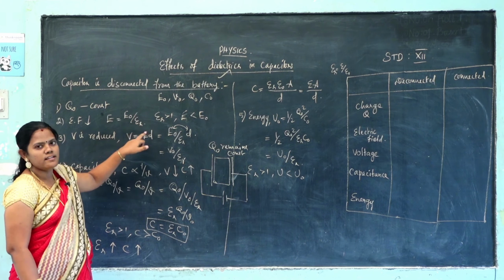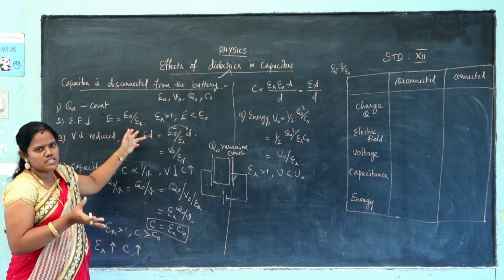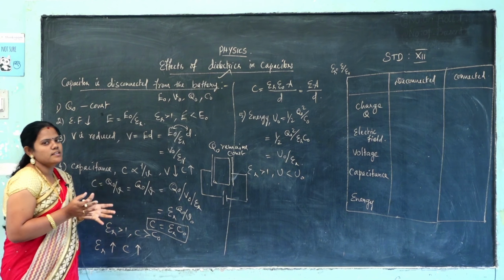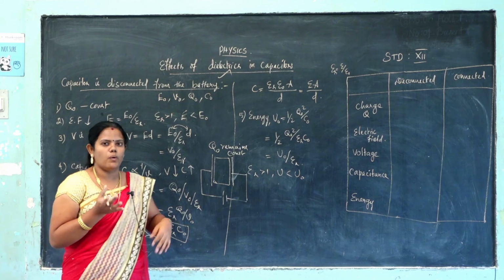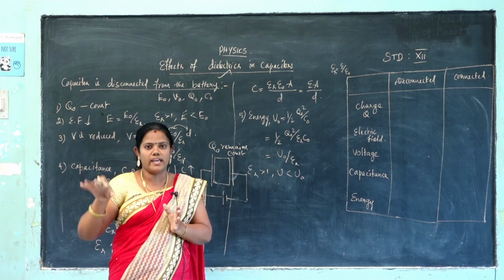What is epsilon R? Epsilon R is nothing but the relative permittivity. What does permittivity mean? Permittivity means one device or one plate allows the electric field to pass through it in its own way.